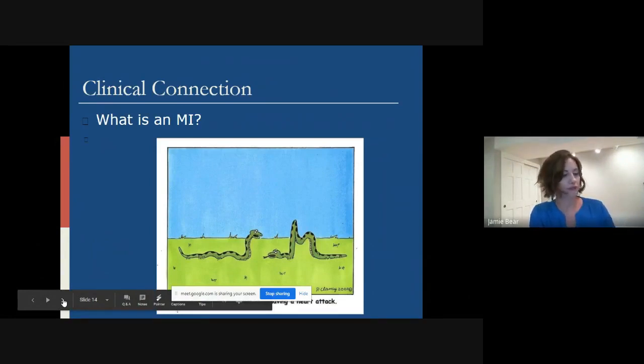So of interest, of course, is the very common myocardial infarction. So what happens during myocardial infarction, and the common term for this is a heart attack, and that is where your coronaries get blocked. And so a portion of the myocardium, the heart muscle, gets deprived of oxygen, and so we call this a heart attack.